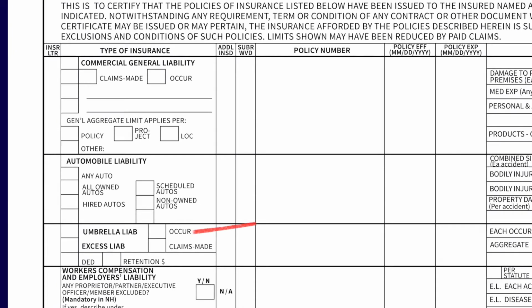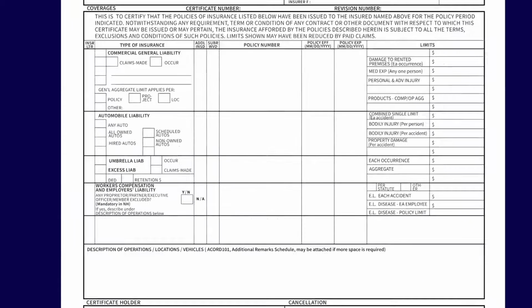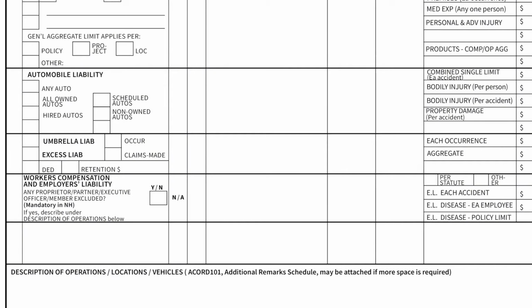15. The auto liability symbol boxes illustrate the type of automobiles covered by the insured's policy. Number 16, an X in the claims made or occurrence box indicates the type of excess or umbrella coverage. You will also want to be aware of the boxes that indicate a deductible or retention in this section.